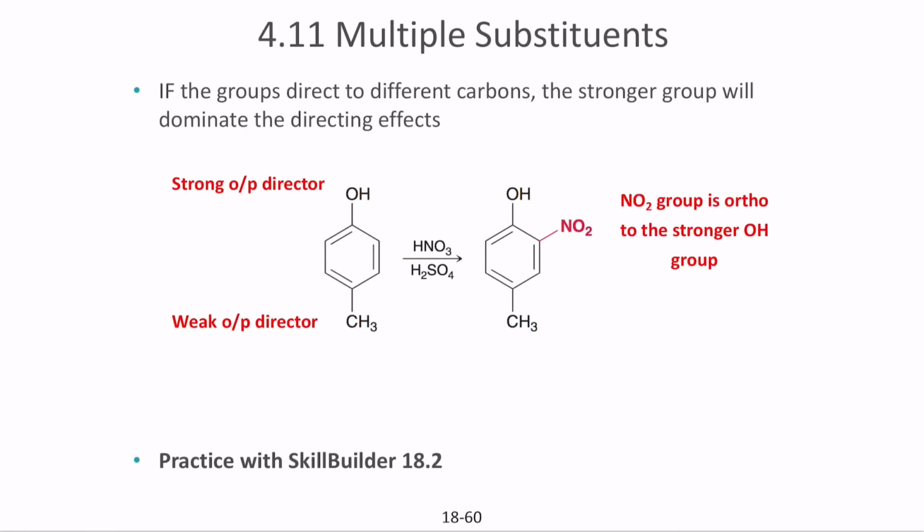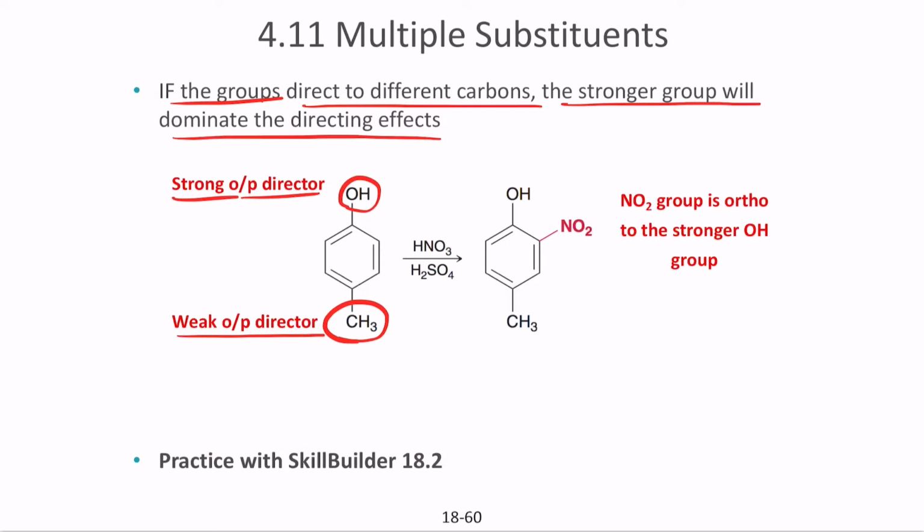In the same way, let's try another one. Let's say we have an OH group and a CH3 group. An OH group is a strong ortho-para director and CH3 is a weak ortho-para director. Which means that if the groups direct to different carbons, the stronger group will dominate the directing effect. So which one is stronger here? This one is stronger. It cannot go into the para position because it can cause steric hindrance, so para is gone. So it's going to end up becoming an ortho product.